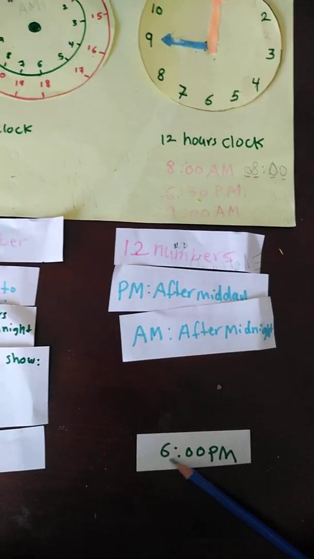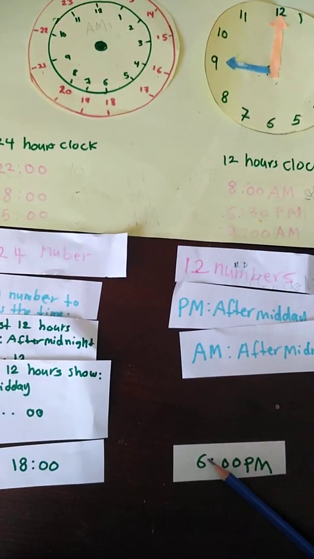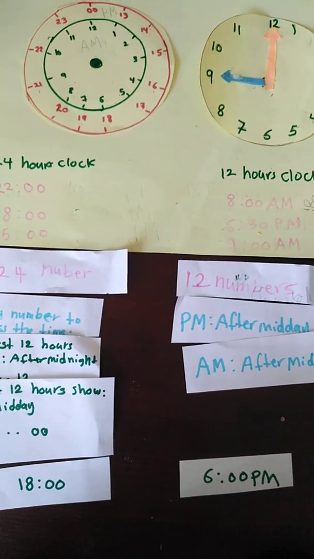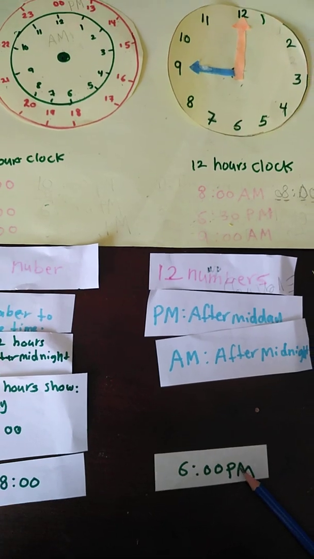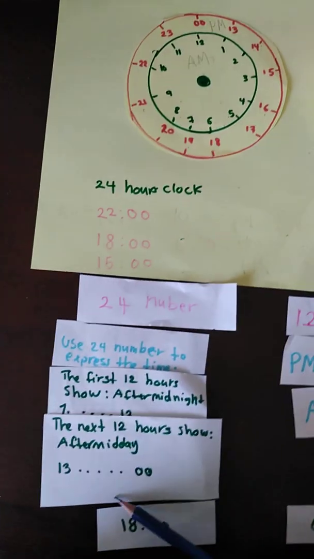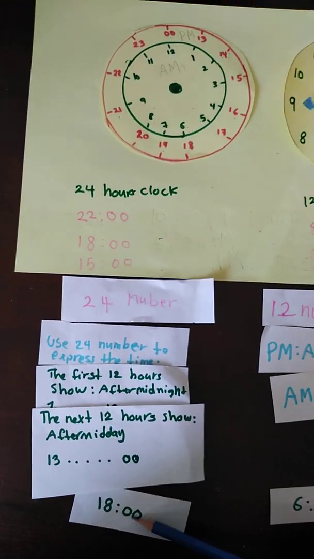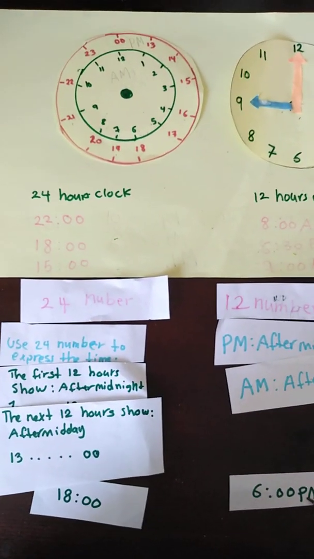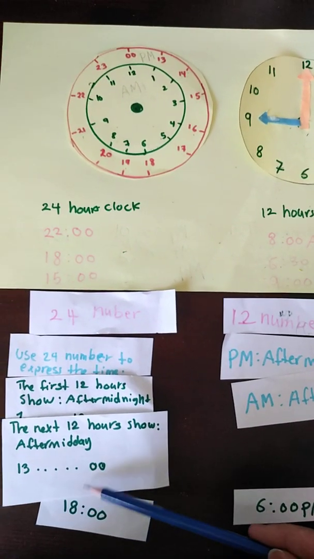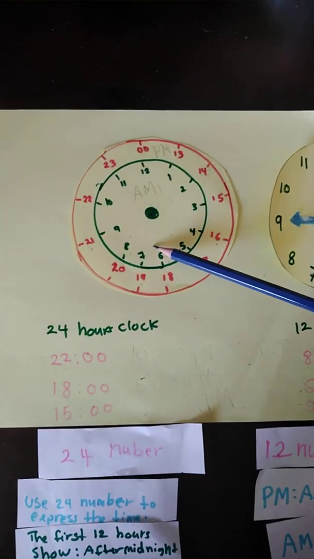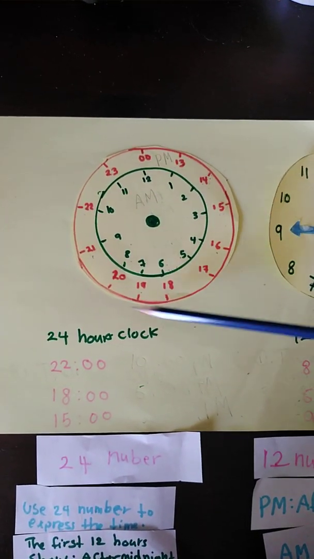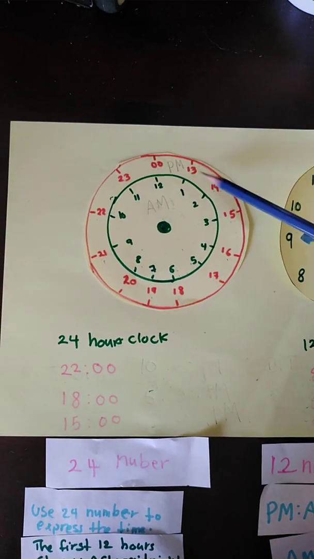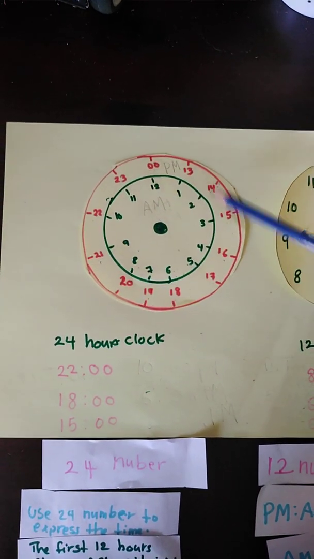Here it's totally different. Number 6. Here is 18, but it's the same time. p.m. we used here. We didn't use p.m., we used 18 to show the time. It's 6 p.m. It's 18. The time is 18 here. It's after midday. The next 12 hours, the time in red.